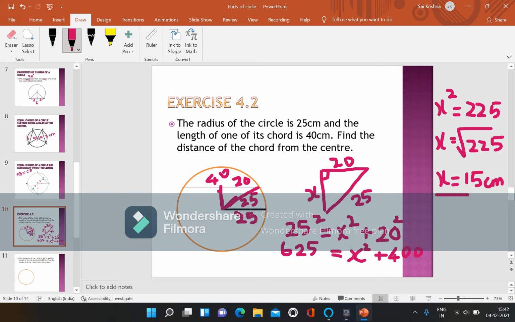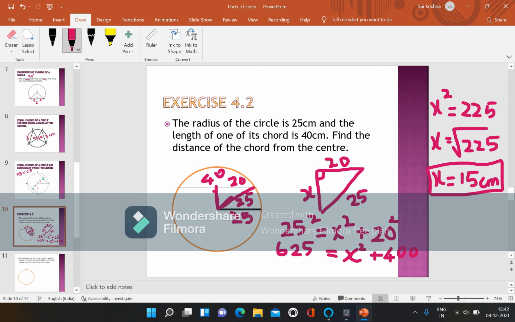So this is the answer. This is how you need to solve. For this you should know that the radius of the circle is the same wherever you draw a line from the center to any point of the circle, and the perpendicular from the center to the chord bisects the chord. That means it divides the chord into two equal parts. So here the length of the chord is 40 centimeters, so half of its length becomes 20 centimeter.